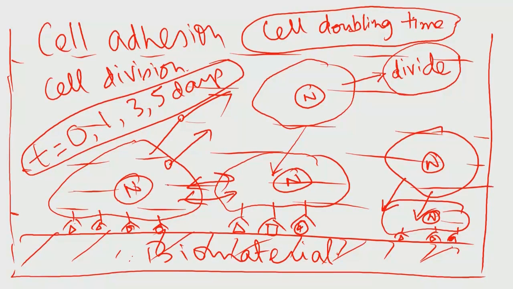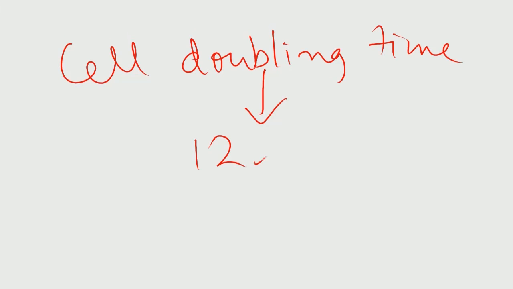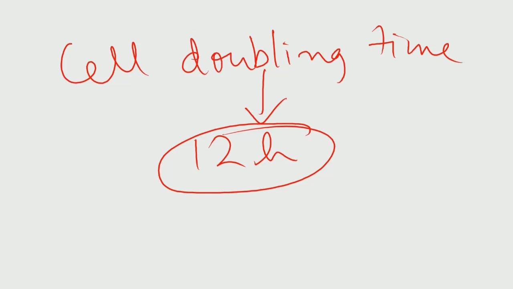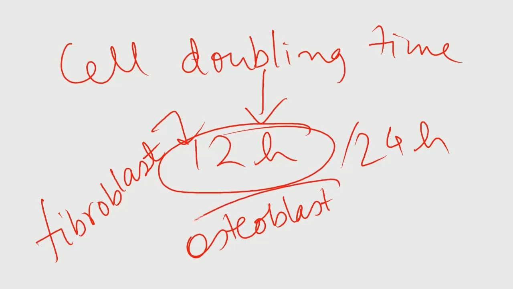Now, cell doubling time varies somewhere between 12 hours, 24 hours or 36 hours. This is a typical human cell I am talking about. For example, fibroblast cells are fast growing cells. Fibroblast means connective tissue cells, but osteoblast cells, the bone forming cells, are relatively slow growing cells.